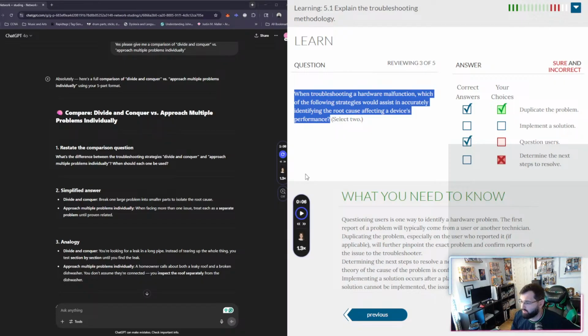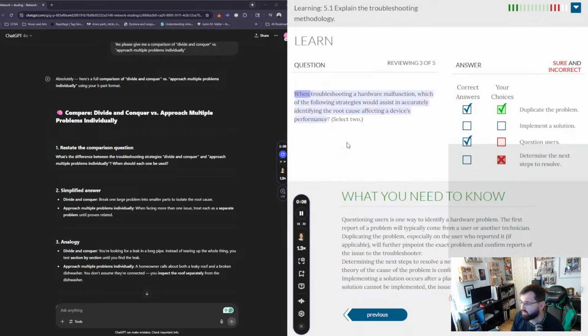I think I was also upset with this. I usually am upset when troubleshooting a hardware malfunction, which of the following strategies would assist in accurately identifying the root cause affecting a device's performance?